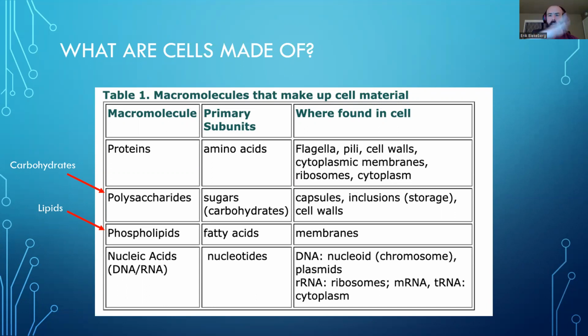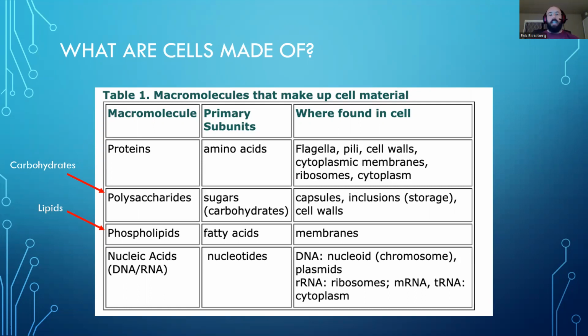Flagella are like tails, little extensions on the cell that allow it to interact with the environment. Cytoplasmic membranes, ribosomes, and cytoplasm. So all of these general structures are going to be protein based. Cytoplasm is actually going to be the space inside the cell. Cyto means cell, plasm means space. The cytosol is the fluid that's within there, but the space inside that intracellular fluid is going to have water and protein.